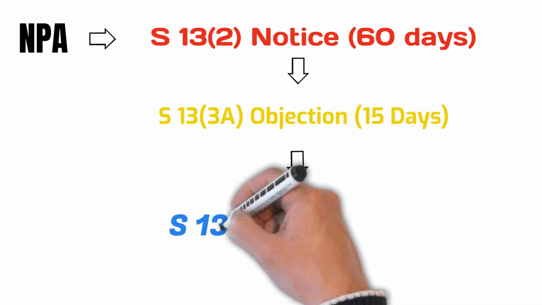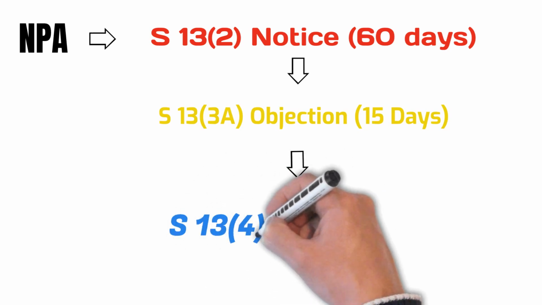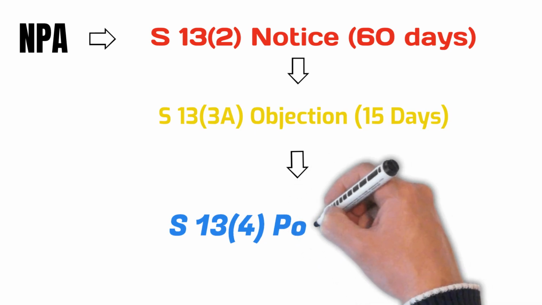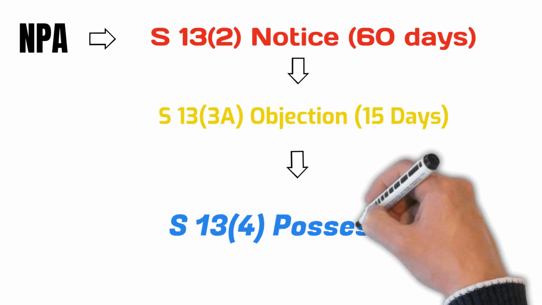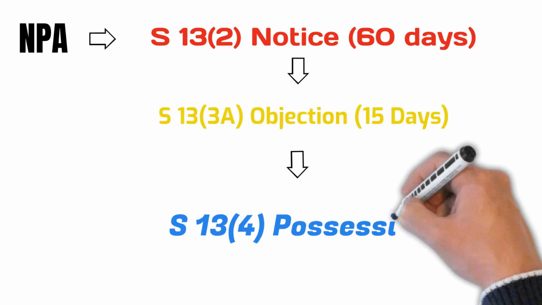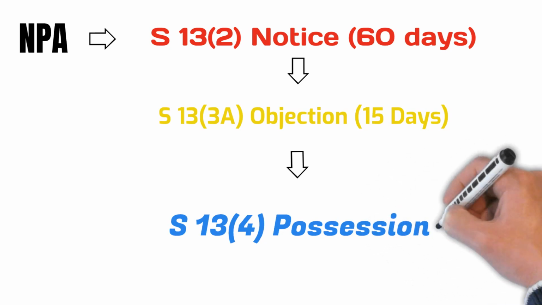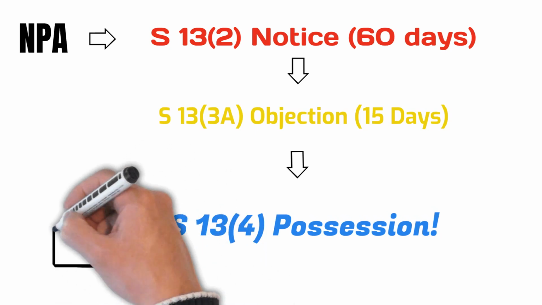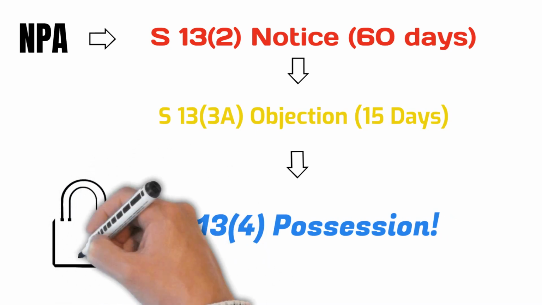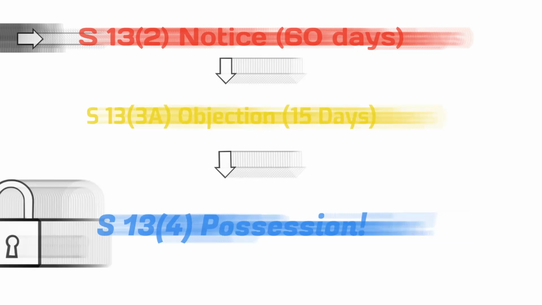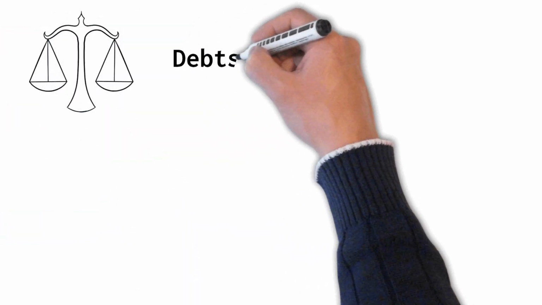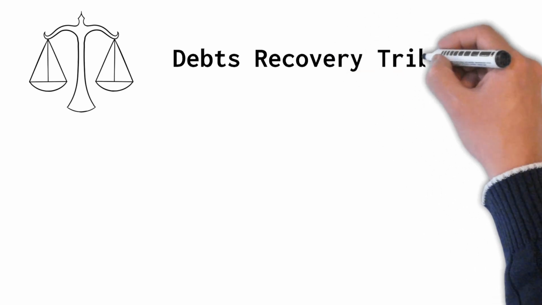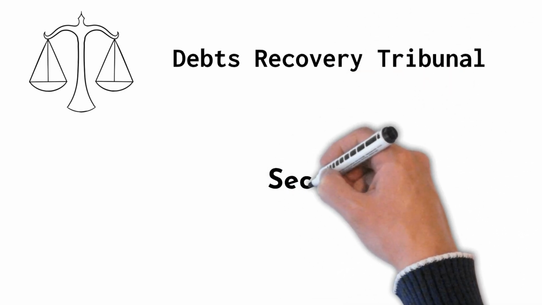Step 3. The Section 13(4) trigger. If the 60 days expire and liabilities are not cleared, the bank invokes Section 13(4) to take actual physical possession of the secured asset. Only after this stage can the borrower appeal to the Debts Recovery Tribunal, the DRT, under Section 17 within 45 days.